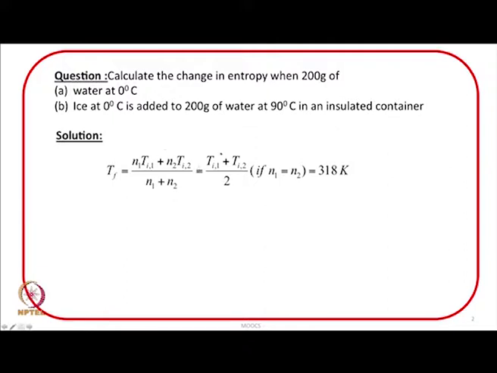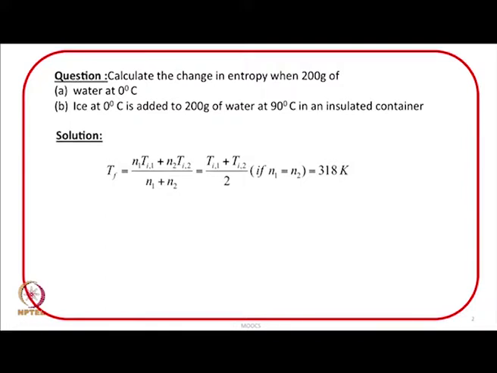Since one sample of water is at 0, the other sample of water is at 90 degrees Celsius, divided by 2, and this 90 divided by 2 is 45. In Kelvin, this will turn out to be 318 Kelvin. So, you see what we had: we had water at 0 degrees Celsius, we had water at 90 degrees Celsius, and the final temperature is 318 Kelvin.